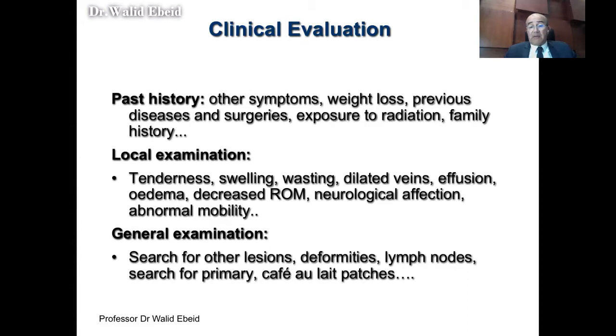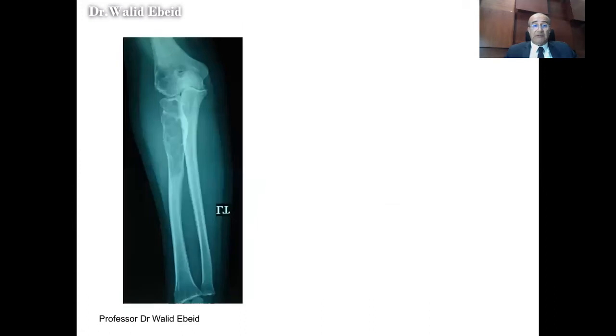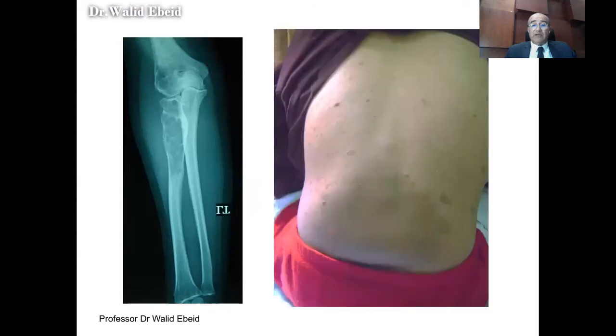Patient with an osteolytic lesion, like this patient who presented to us with an osteolytic lesion of the proximal radius and the distal humerus. Part of the differential diagnosis could be hyperparathyroidism, it could be Ollier's disease, it could be fibrous dysplasia, and just by doing a general examination and finding the café au lait patches, we reach the diagnosis even without taking a biopsy.